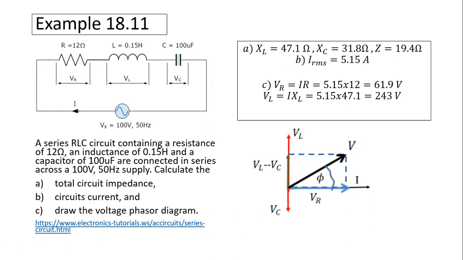Then VL, voltage across the inductor, is I times XL. This is your XL and that's your current. Multiply, get this value. So you should be able to write this value all down here. Then VC is I times XC. That's your current, that's your XC. 164 volt. Put your value inside here.